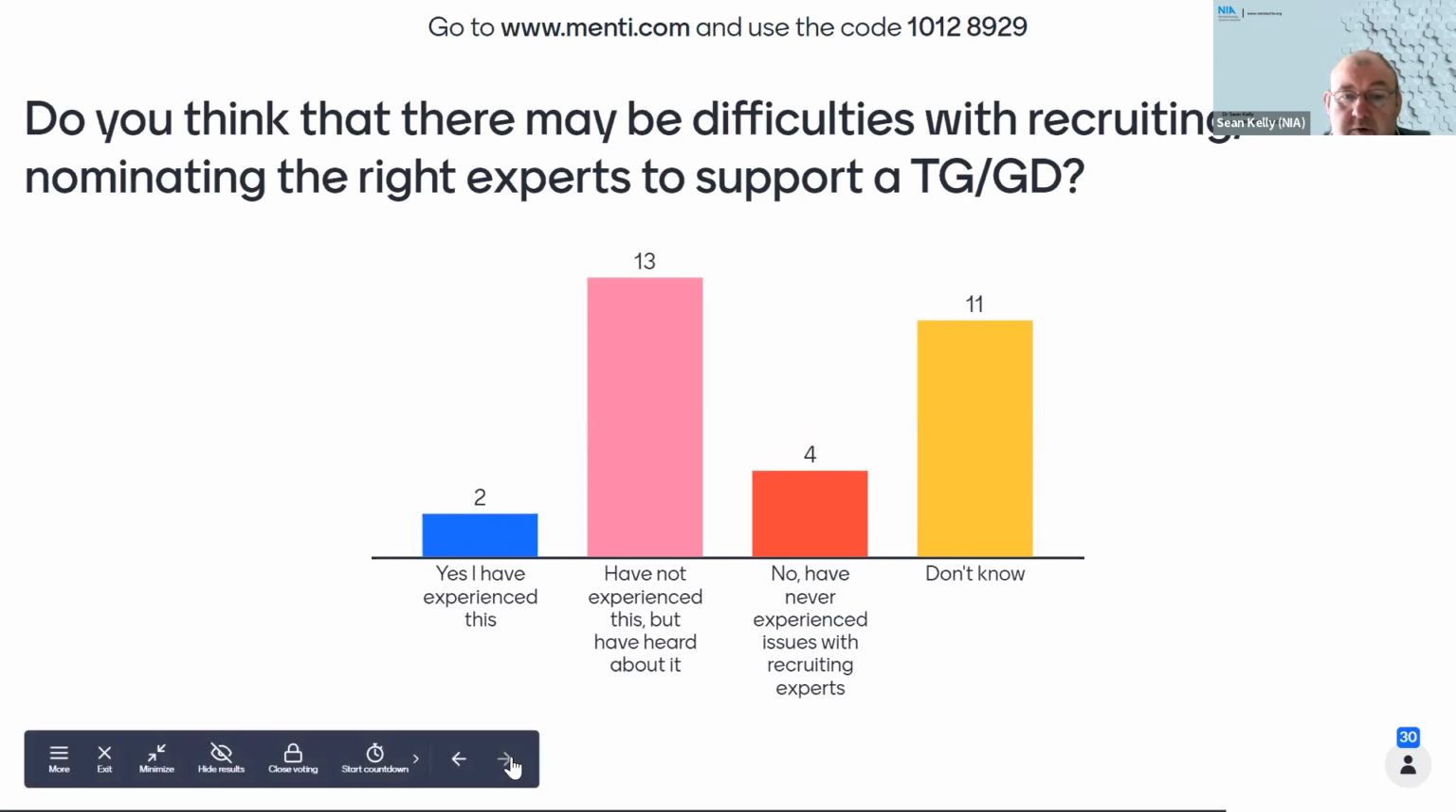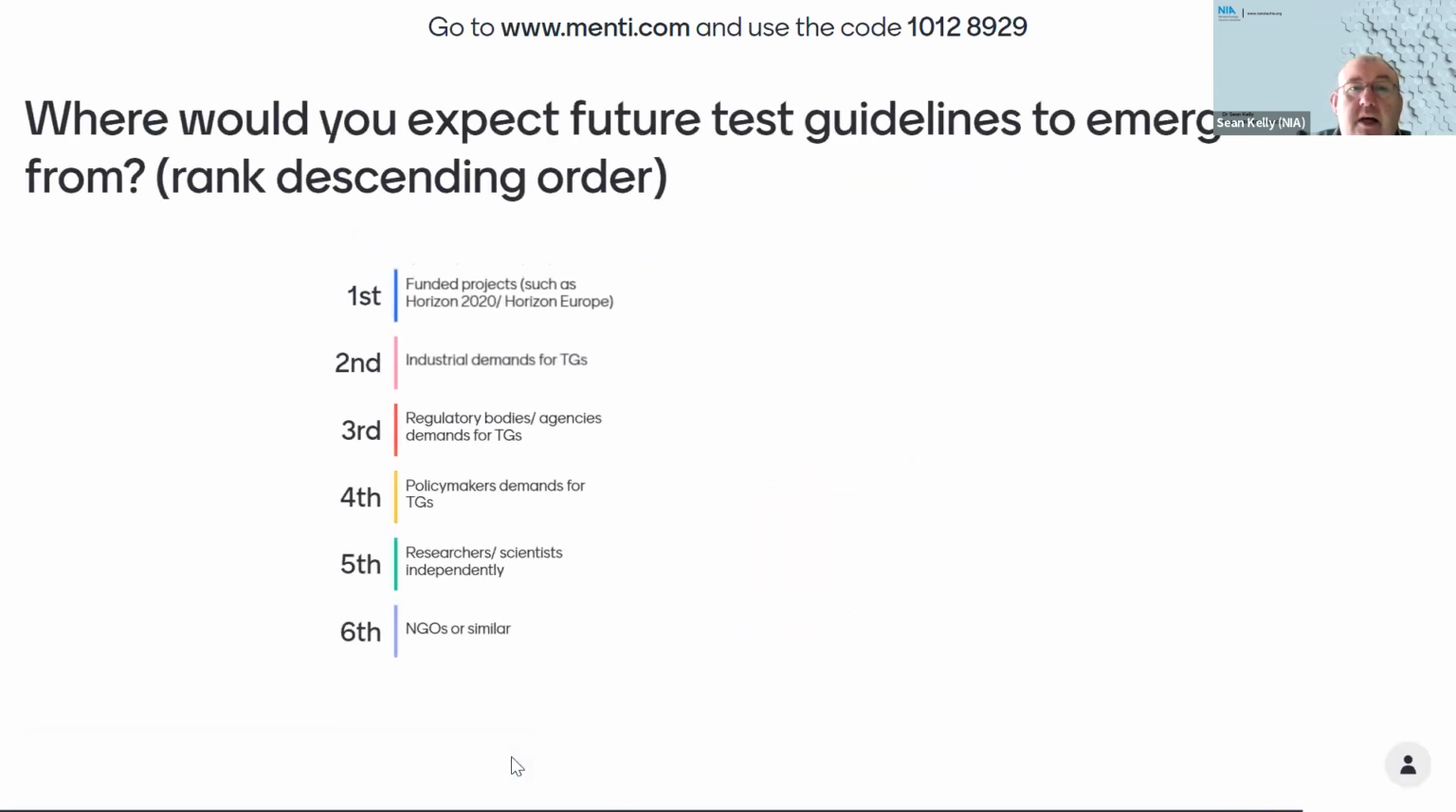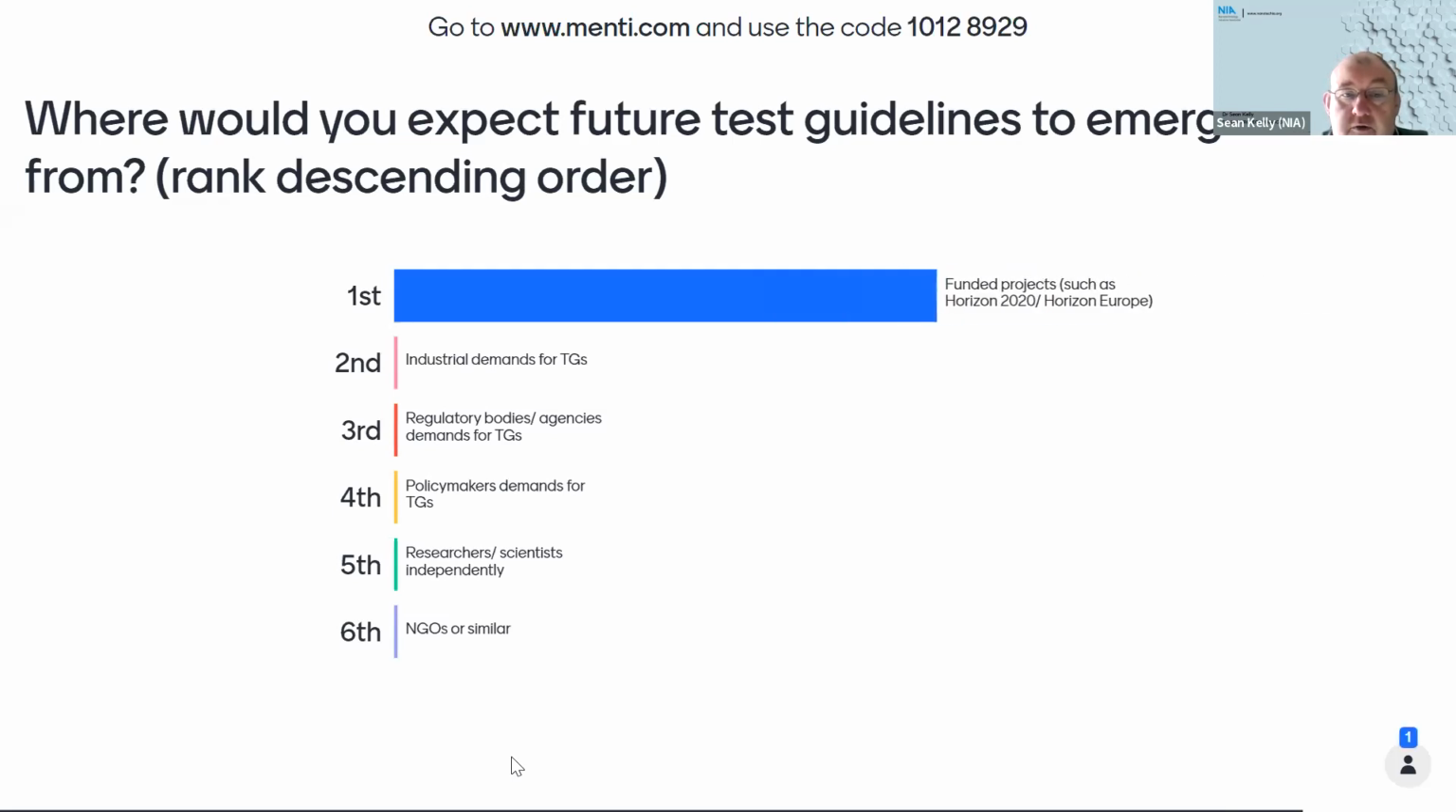And then just one final question, which is, Klaus said this is the, oh no, sorry, tell a lie, we've got two more questions. This question is really to look at where people would expect future test guidelines to emerge from. So this is to try and give us some idea of whether you expect test guidelines to emerge from funded projects such as the Horizon 2020 or Horizon Europe projects, industrial demand for test guidelines, regulatory bodies' demands, policymakers' demands, researchers or scientists independent of a project, or from NGOs or similar organisations.